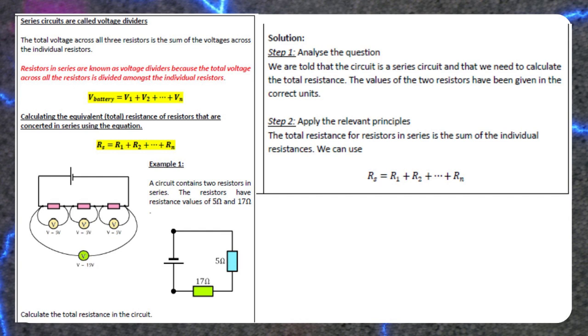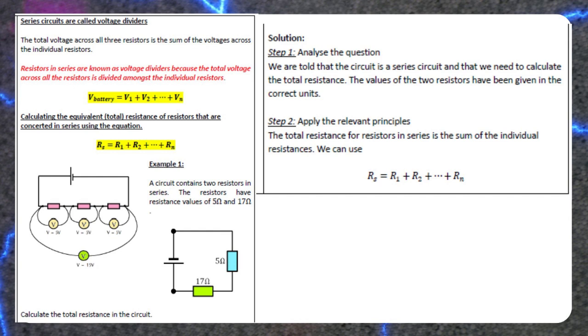Calculating the equivalent total resistance of resistors that are connected in series using the equation R = R1 + R2 + ... + Rn. Example 1. A circuit contains two resistors in series. The resistors have resistance values of 5 ohms and 17 ohms. Calculate the total resistance in the circuit.